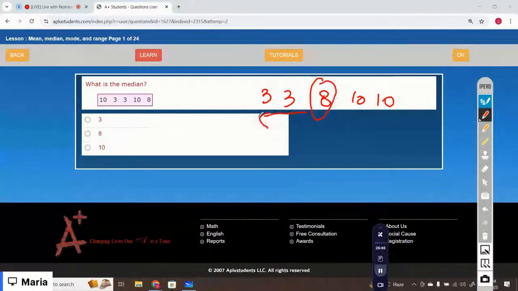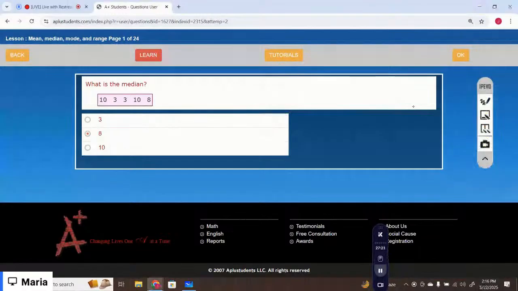All the numbers before the median are less than 8, and after the median, all the numbers are greater than 8. The median divides the data into two equal parts. See, we have two numbers over here and we have two numbers over here. Okay, so the correct option is median is 8. Option number 2 is the correct option.